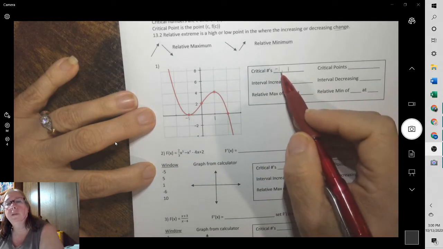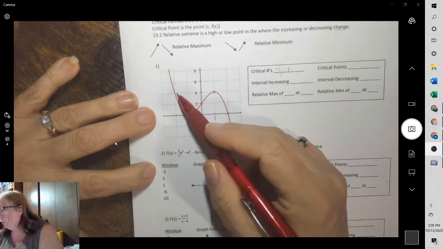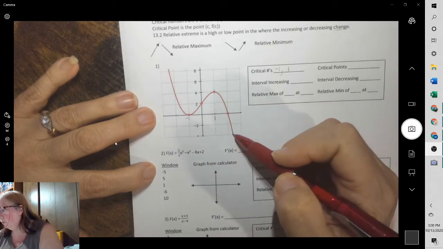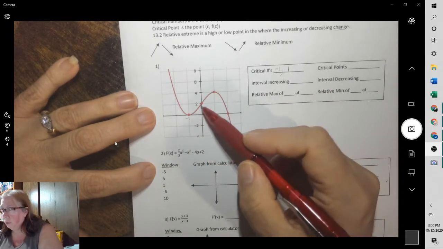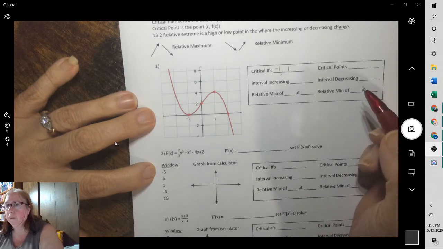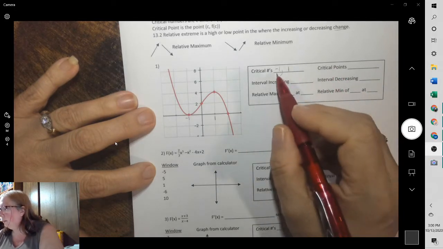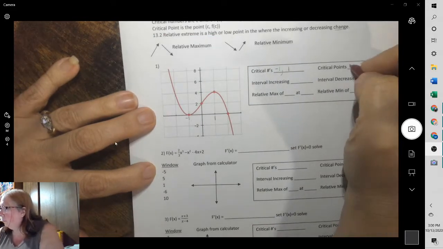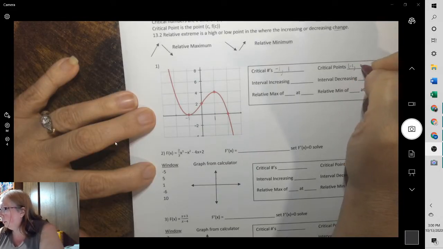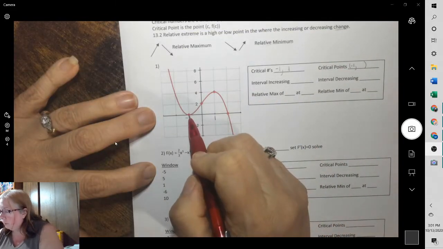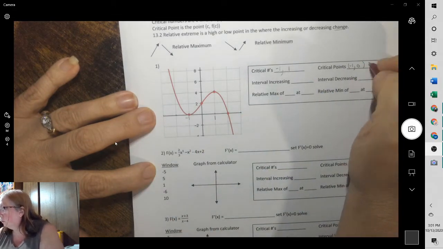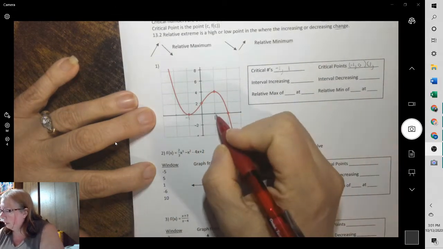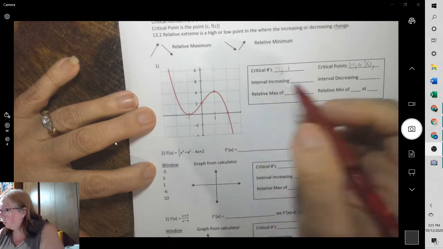So the critical numbers are the x values where increasing and decreasing change, or where the highs and lows are in the graph. Same thing. The point is these critical numbers and their corresponding y values. So -1, and if we look, the y value was 0. And then 1, the y value is 4.